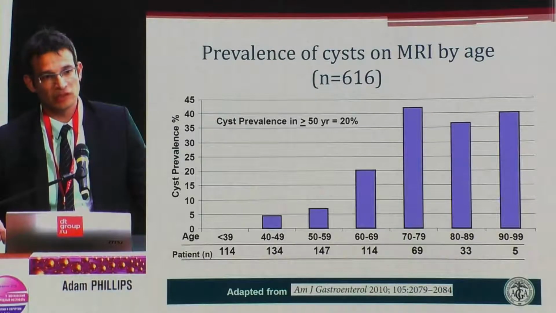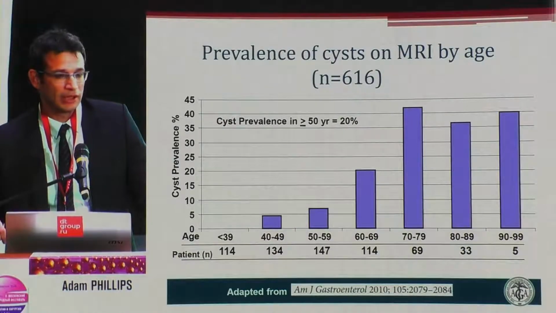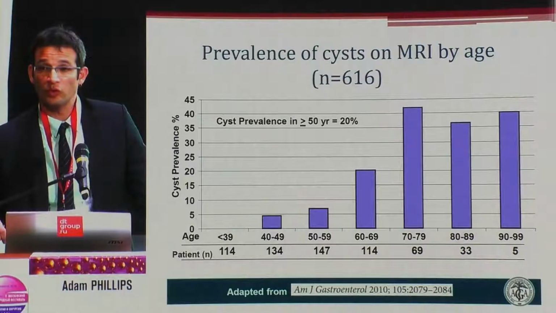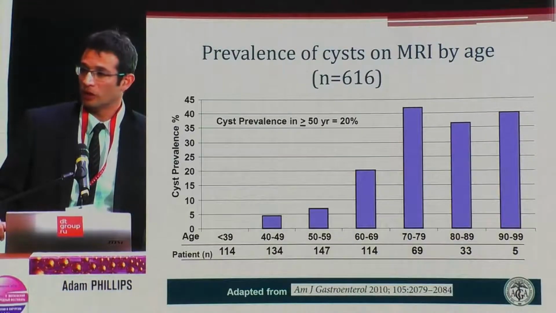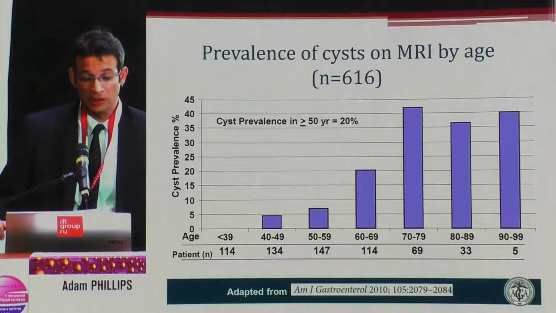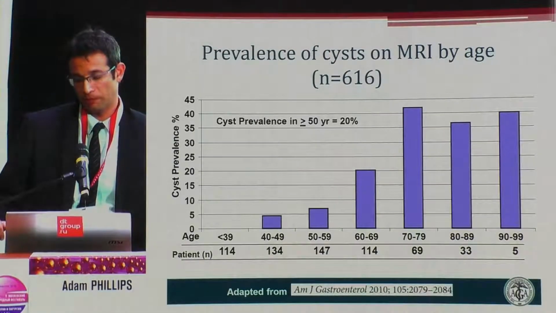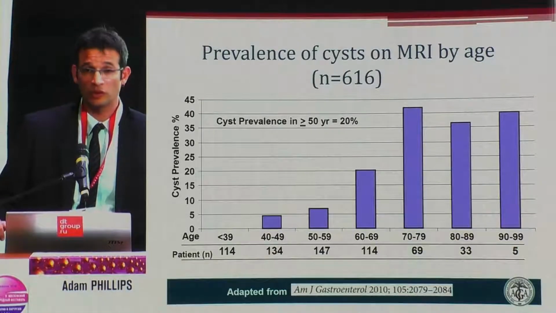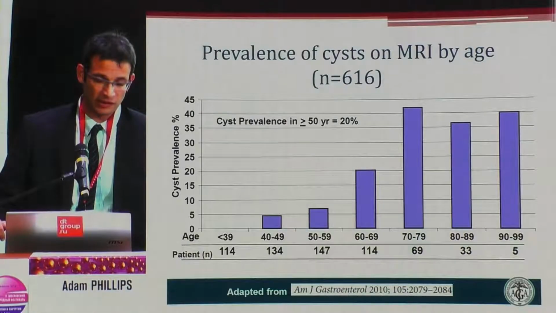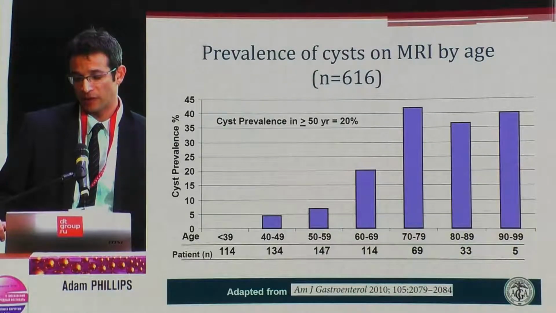If we are looking at CTs, we will find about 2% of pancreatic cyst in the population. If we are looking at MRI, we'll find maybe 20% of pancreatic cyst in the pancreas. And if we are looking at MRCPs, we can find even 45% of pancreatic cyst that we will find incidentally.